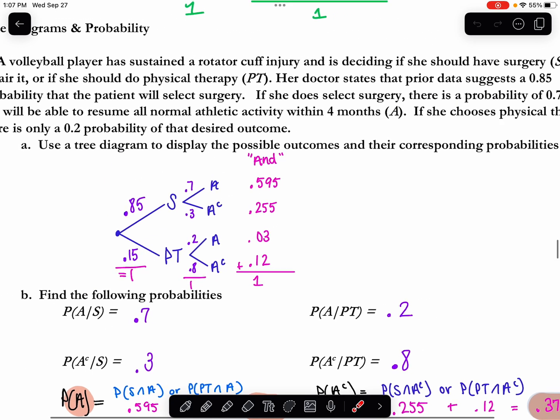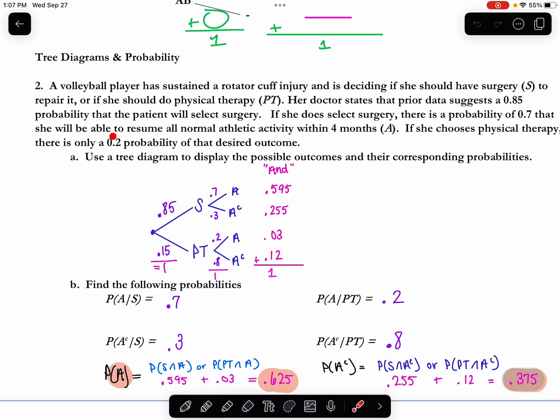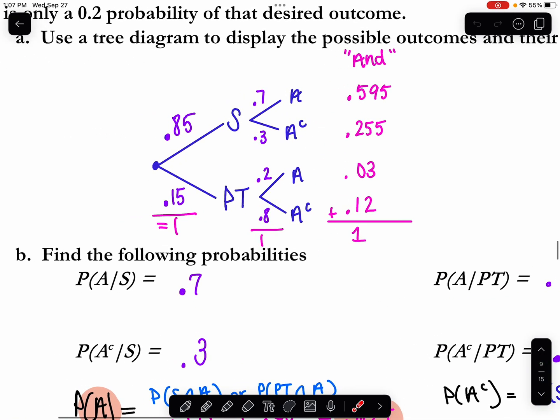When we continue reading, if she chooses physical therapy, there's a 0.2 probability of resuming physical activity, so 0.2, which leaves this as 0.8. The blue and the purple here show us how we're organizing all the data that the problem gave us. Then we go one step further and multiply each branch. 0.85 times 0.7 is this, 0.85 times 0.3 here, 0.15 times 0.2, 0.15 times 0.8. And if we add all these together, we get 1. It's important to do this step because this is all of our AND probabilities.